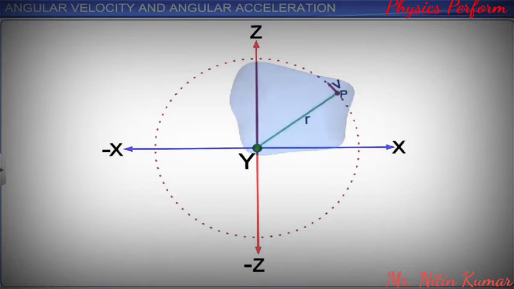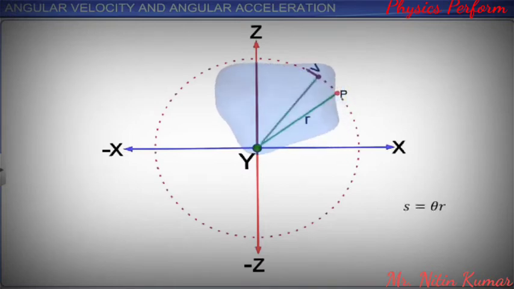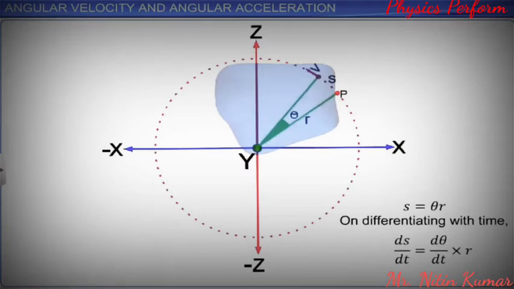When the rigid body is in rotational motion, if the length of the arc traversed by the particle in a small interval of time is s, then s is equal to theta into r. On differentiating with time, ds by dt is equal to d theta by dt into r. v is equal to omega into r. This is a useful relationship between linear and angular speeds of a body.